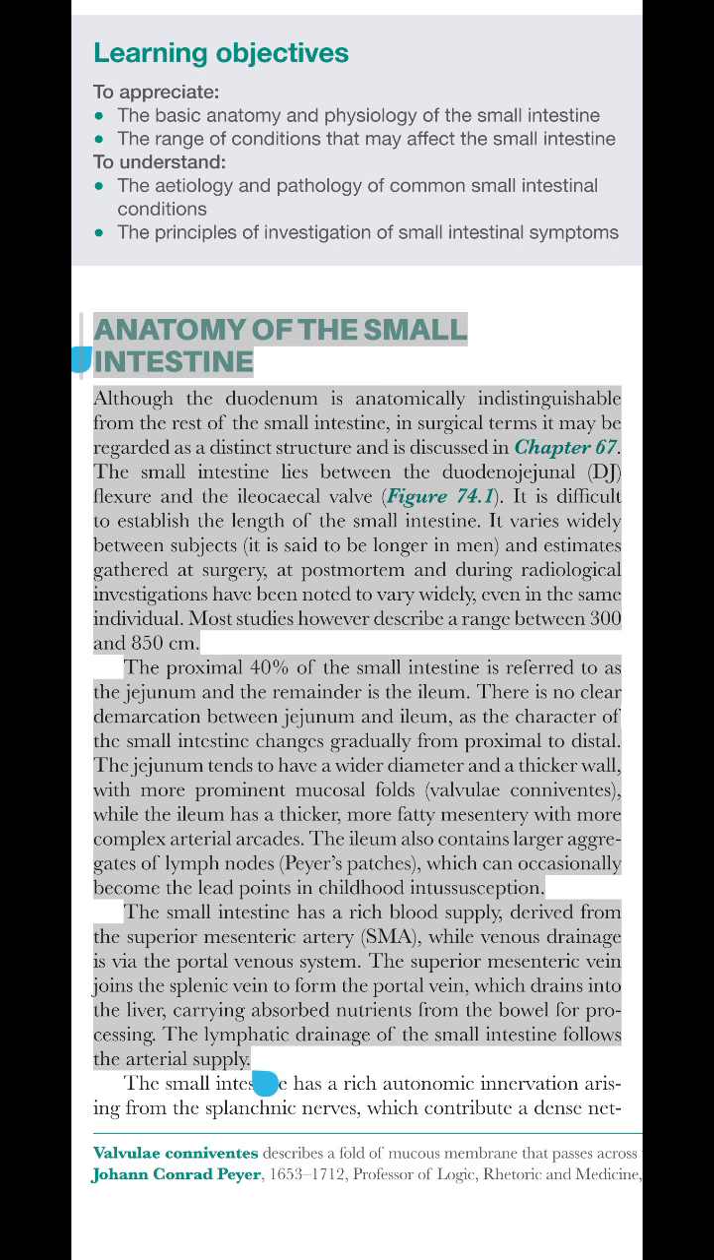There is no clear demarcation between jejunum and ileum, as the character of the small intestine changes gradually from proximal to distal. The jejunum tends to have a wider diameter and a thicker wall, with more prominent mucosal folds, valvulae conniventes, while the ileum has a thicker, more fatty mesentery with more complex arterial arcades. The ileum also contains larger aggregates of lymph nodes, Peyer's patches, which can occasionally become the lead points in childhood intussusception.